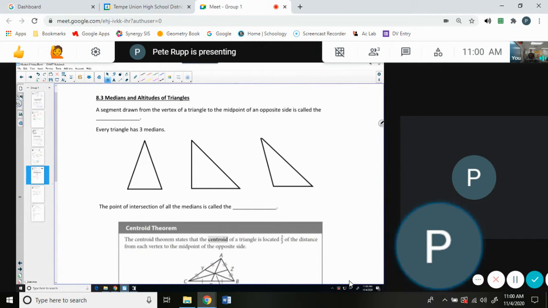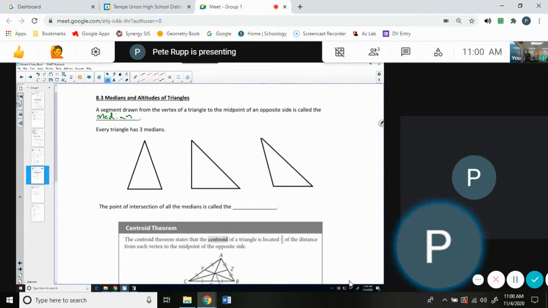So we need to first discuss what a median is. A segment drawn from the vertex of a triangle to the midpoint of the opposite side is called the median. Every triangle has three medians. These are just three examples of different types of triangles. There's a right triangle in the middle, one with an obtuse angle on the end, and the first one has three acute angles.